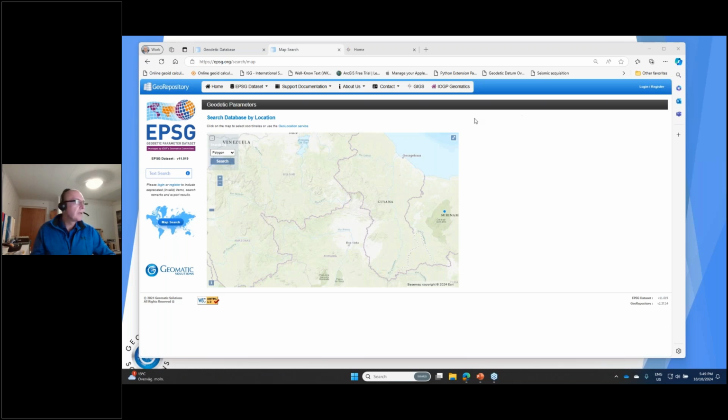Odd. I noticed that it was zooming out. All right, so you can go in and basically define a polygon such as that and search for that, and it will tell you everything that is there.